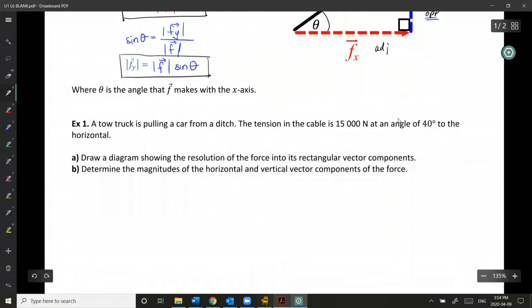Okay, so let's take a look at a couple of examples. Today's lesson is going to be relatively quick. A tow truck is pulling a car from a ditch. The tension in the cable is 15,000 newtons at an angle of 40 degrees to the horizontal. Draw a diagram showing the resolution of the force into its rectangular vector components. Determine the magnitudes of the horizontal and vertical components of the force.